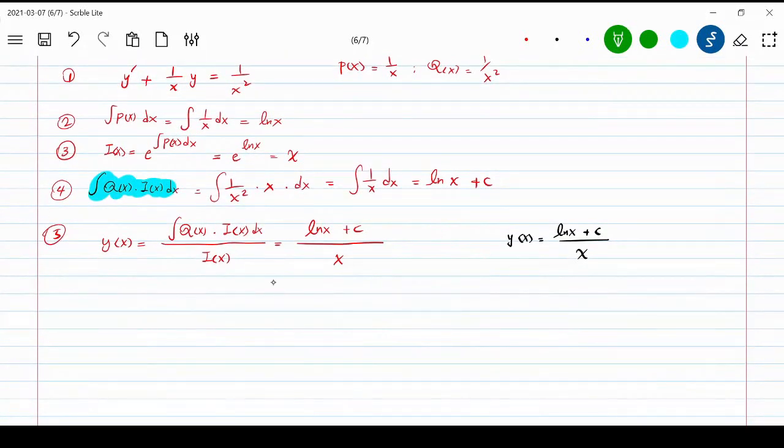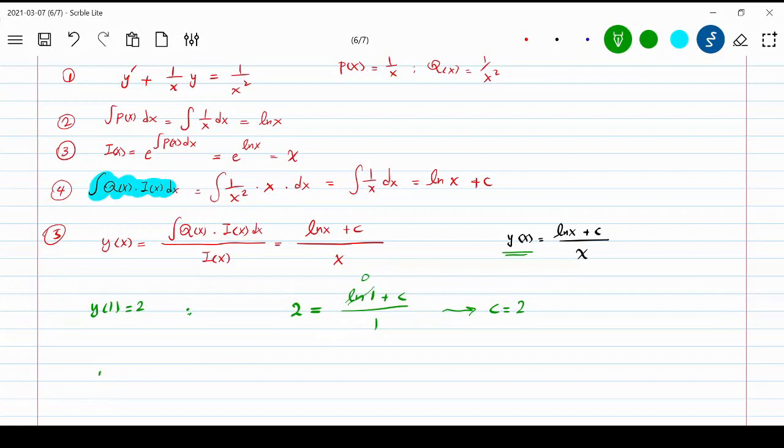So I say y(1) equals 2. This is given, which means if you replace 1 for x, I'll get 2 on the left side. On the right side, I have (ln 1 + c) divided by 1. What is ln 1? ln 1 is 0. So you have c plus 0, which is c divided by 1. So c must be 2.